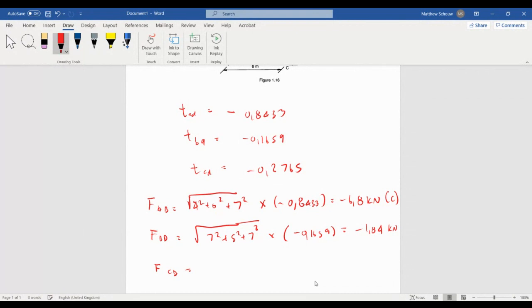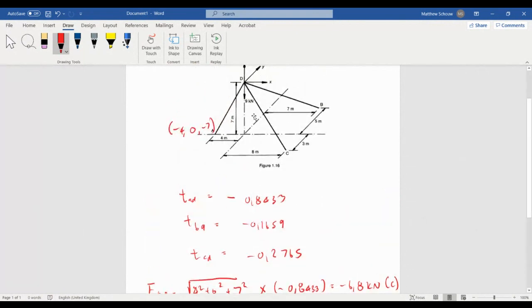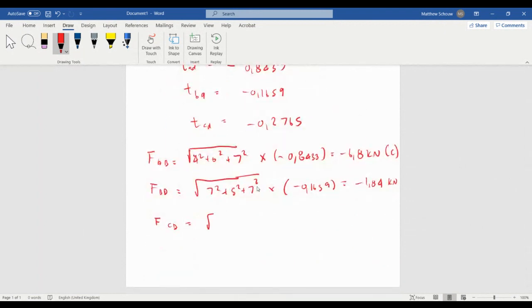Then I'll place it right over there, and that's obviously FCD. You should get this coordinate over here. That's 8, negative 3, and of course the negative 7. So 8, 3, and 7. 8 squared plus 3 squared plus 7 squared times, I'm just going to write TCD, and it should be equal to 3.0454 kilonewtons.